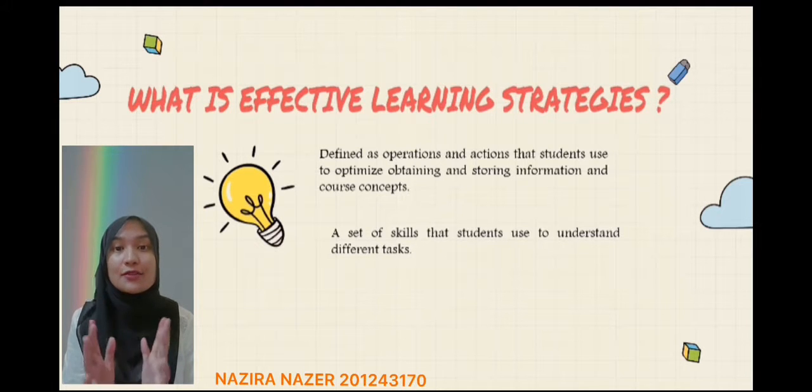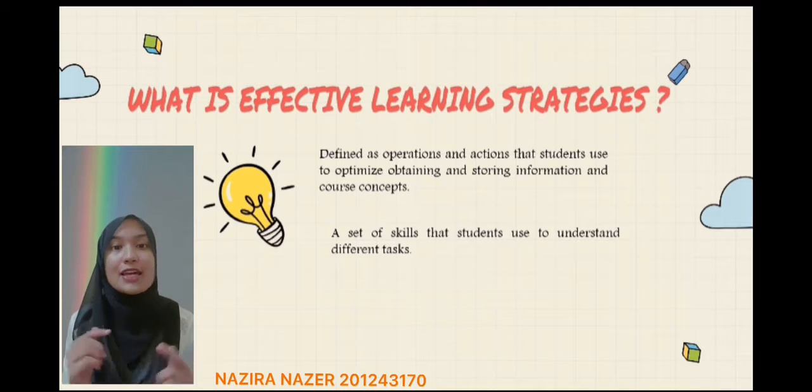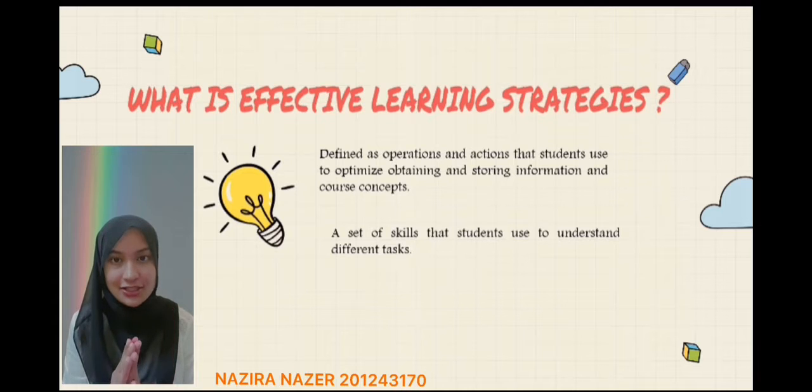Learning strategies also refer to a set of skills that students use to understand different tasks. This way, they can choose and effectively employ the appropriate technique to accomplish tasks or meet specific learning goals. These strategies range from techniques for improved memory to better studying or test-taking strategies.